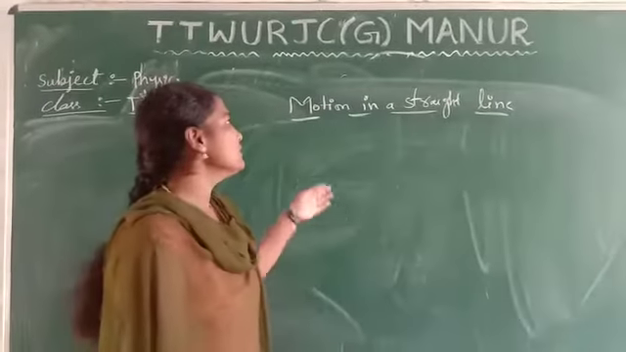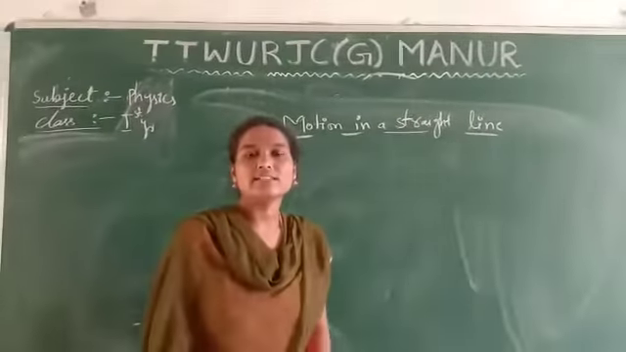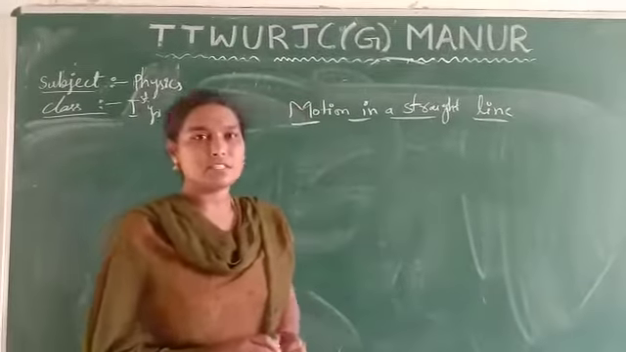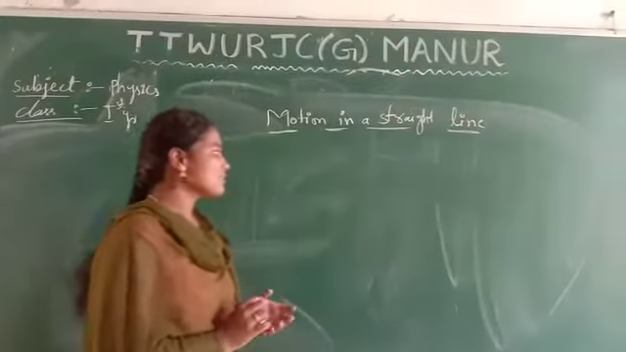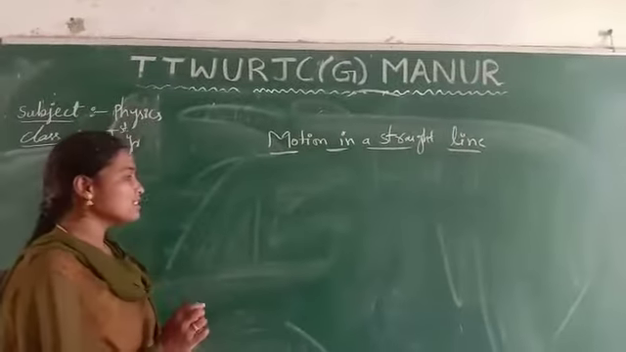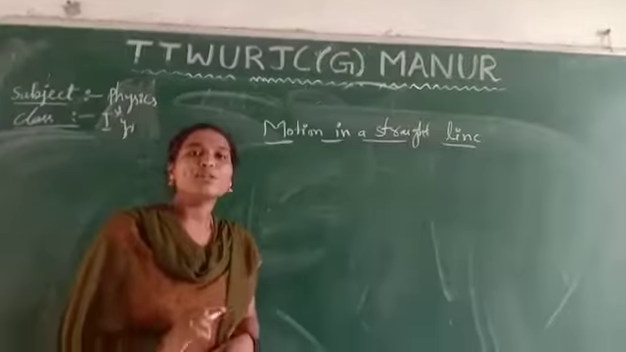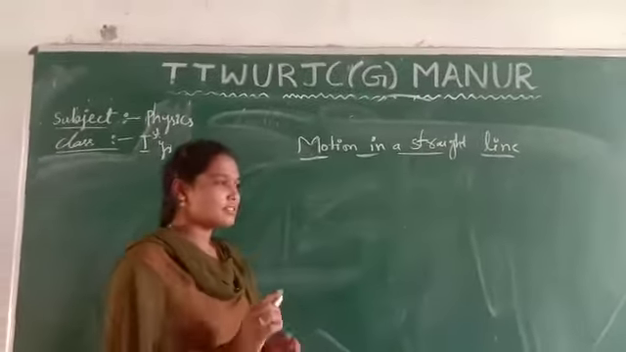So it's a new chapter, that is motion in a straight line. Third chapter from first year physics. So motion in a straight line. Before going to that, we'll discuss the important points. That means what is a position and what is a displacement. All we'll discuss in today's class.